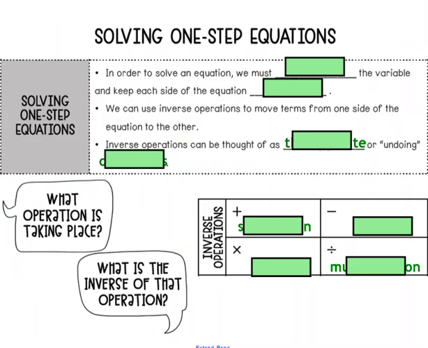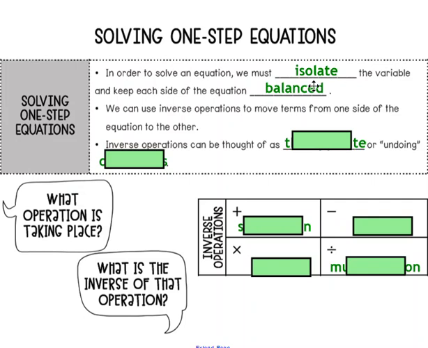All right, so let's get right into it here, solving one-step equations. Well, in order to solve an equation, we must isolate the variable and keep each side of the equation balanced. The goal when solving equations is to get the variable by itself, because if you can do that, it makes it easier to figure out its value. So we call this isolate the variable, all right?